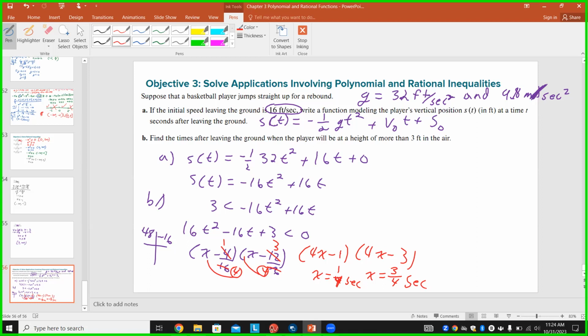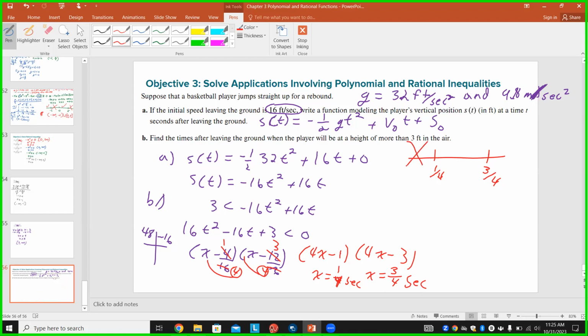Because it said find the times that they're leaving the ground, and here's the thing, it's a greater than, it's not equal to. So those are our test points, 1/4 and 3/4, because we want to know at what values it is greater than 3 feet. If you choose a number like 0, plug that in. 3 is less than 0. Is that true? Here are my boundary numbers, so I have to find test numbers. So I chose 0. You plug 0 in there, you get 3 less than 0. Is that true? No. So this is not going to be part of the answer.